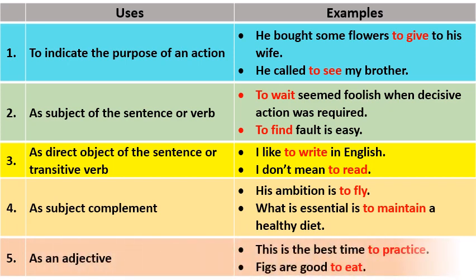Number 5, as an adjective. For example, to infinitive used as an adjective. And what do you mean by adjective? Adjective means which qualifies a noun. This is the best time to practice. To practice is a to infinitive verb. Figs are good to eat. To eat is a to infinitive verb. So here best and good are used as adjectives.